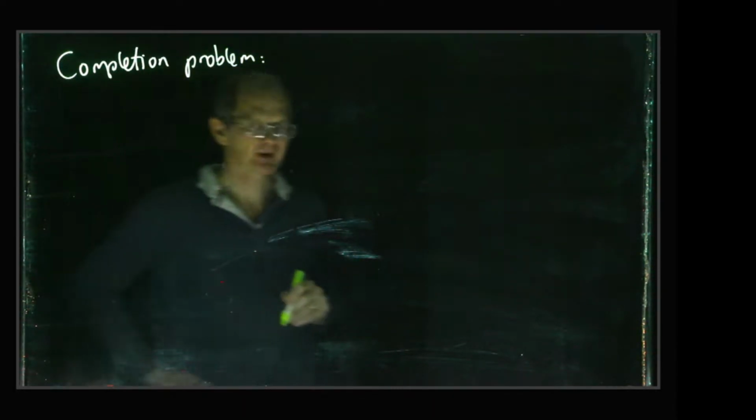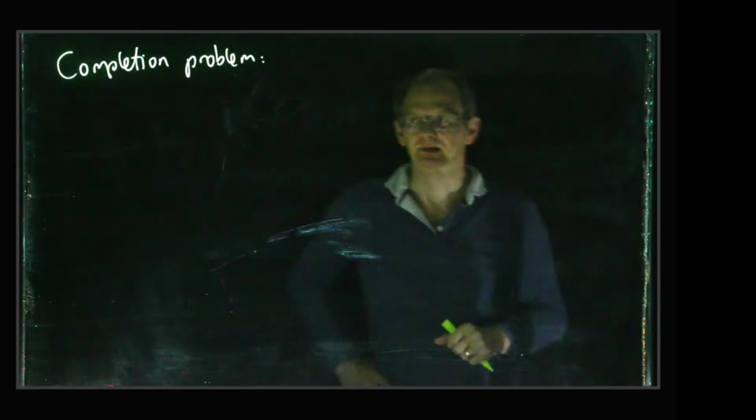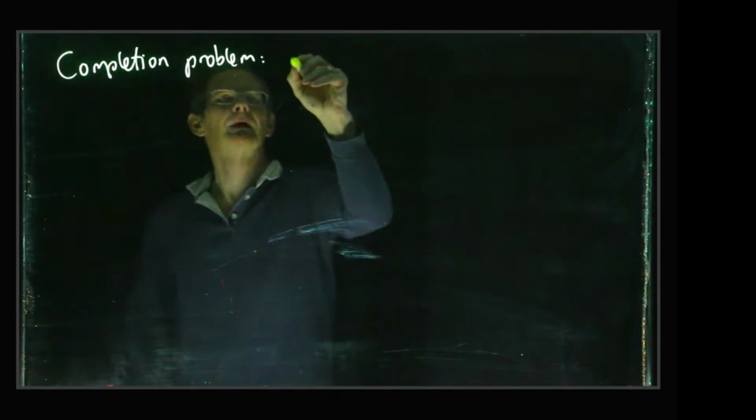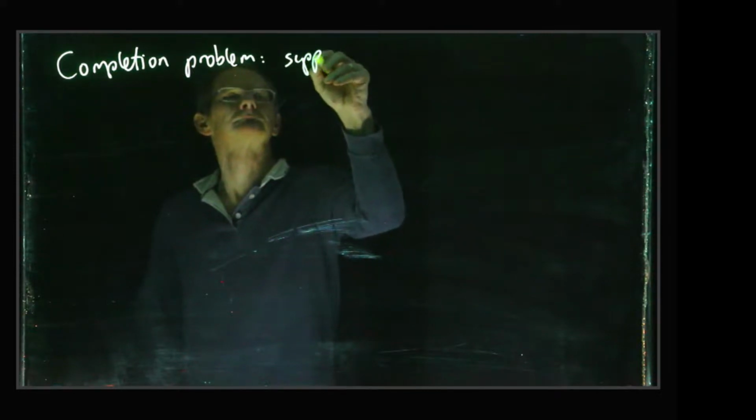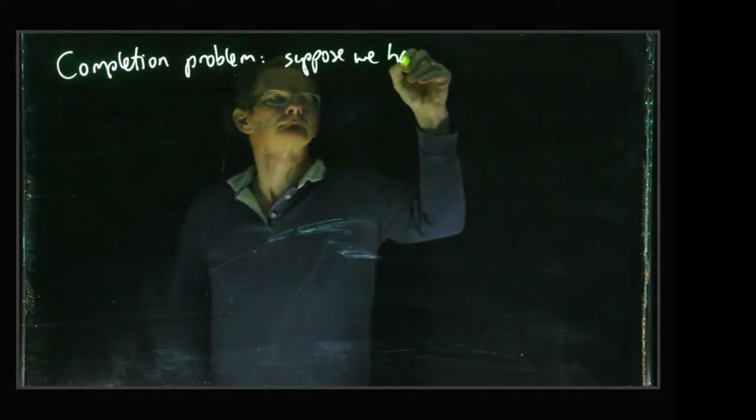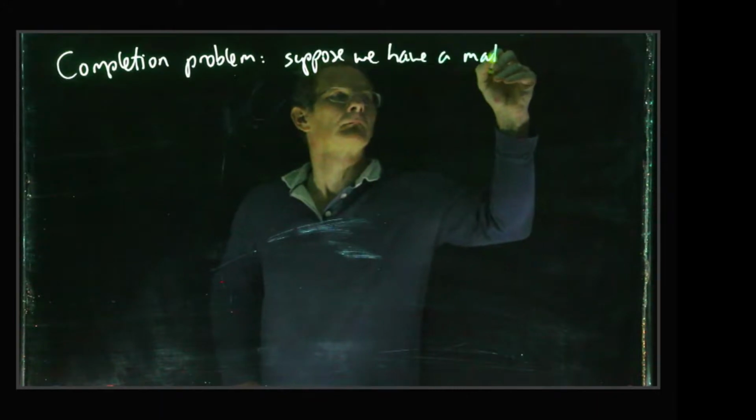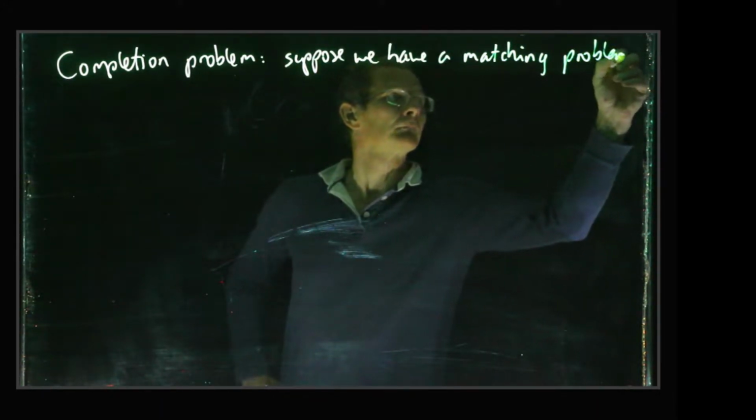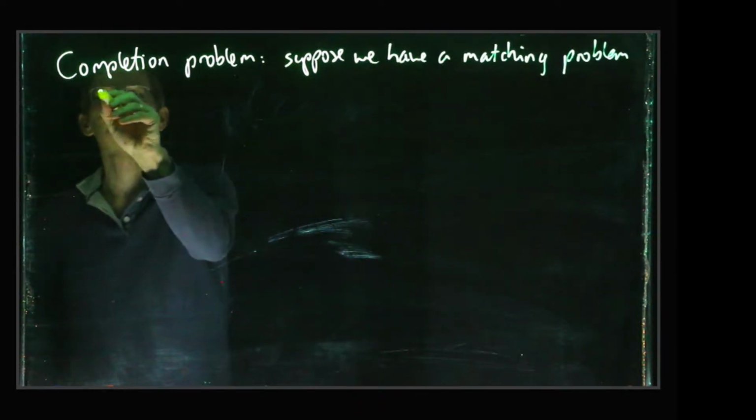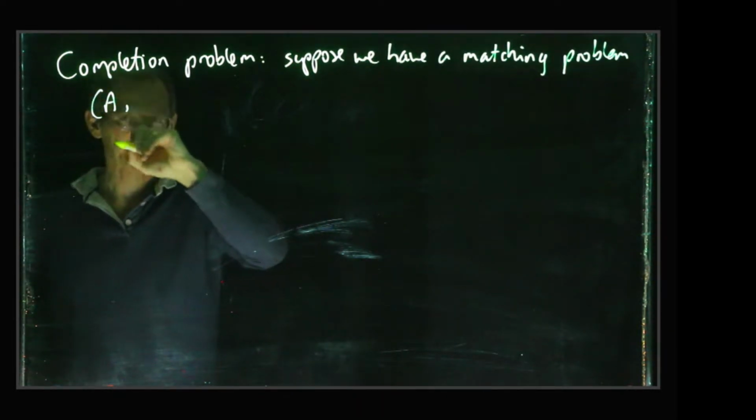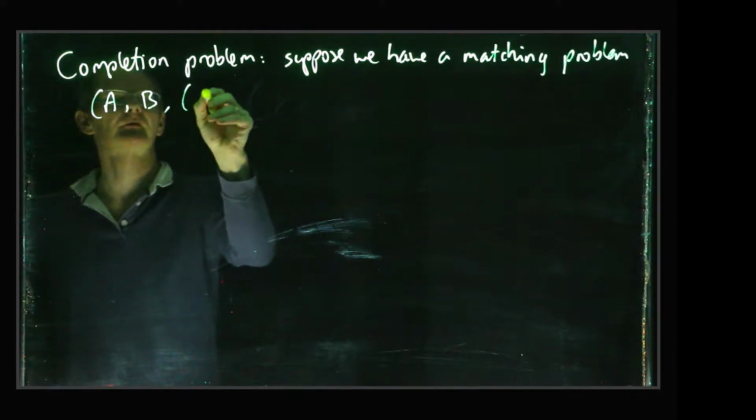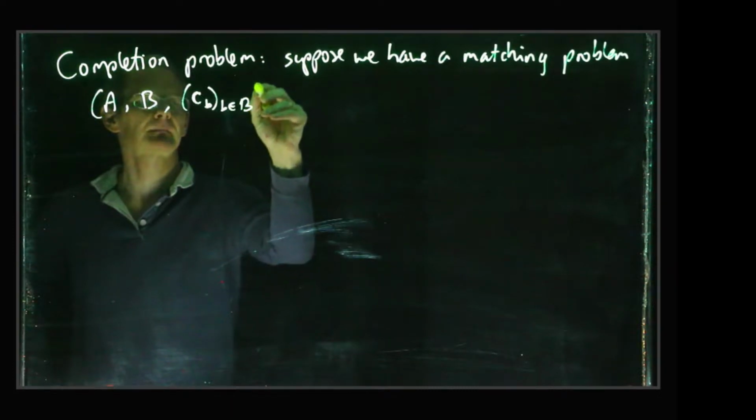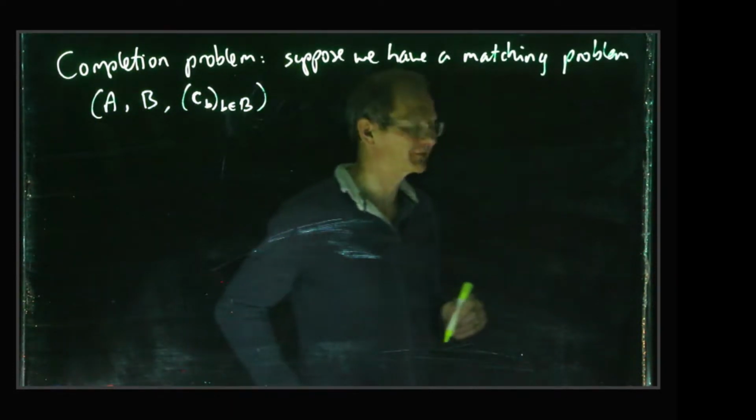So this is a fairly simple idea that we've kind of implicitly used already, but we just want to be a bit more explicit about it now. So we've got a matching problem, which consists of a set A of people, a set B of jobs, and a family of candidate sets C_b for b in B, as we've been discussing previously.